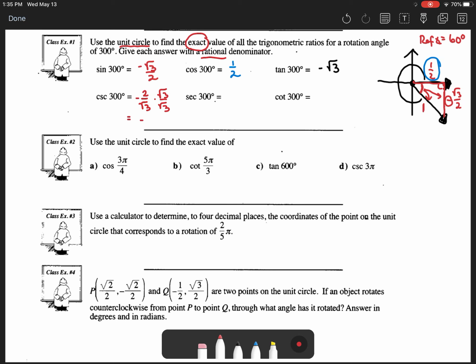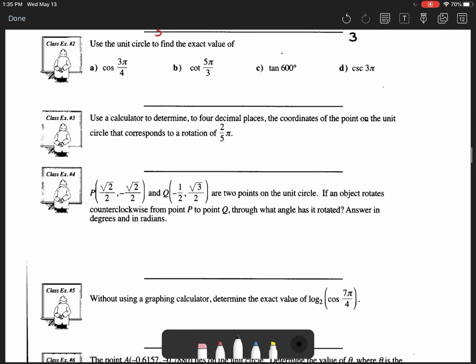So root 3 over root 3, so this would be negative 2 root 3 all over 3. Okay, for secant, it's going to be the reciprocal of 1/2, which is 2/1. So that's just 2. And then for cotangent, it's going to be the reciprocal of negative root 3. So it's negative 1 over root 3. Again, the denominator is irrational, so I rationalize the denominator. And this becomes negative root 3 all over 3. Okay, so there are the calculations that I do.